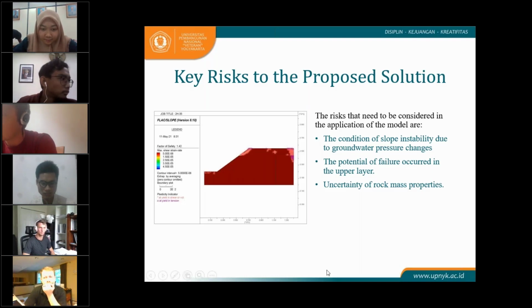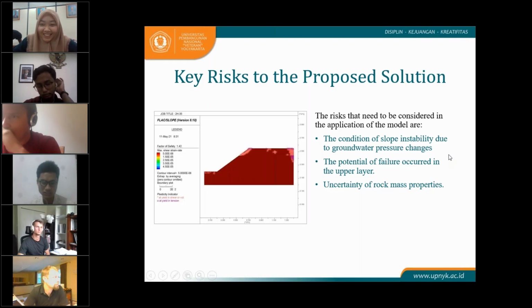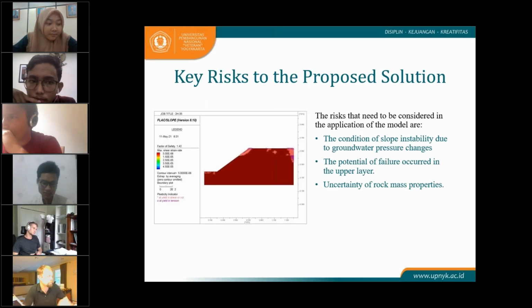From the computation using FLAC in the left picture, we can see that the tension and shear plasticity indicators accumulate in the slope face from the ground surface to about 100 meters. The rock mass properties showed that the upper layer has the weakest strength in the rock mass in terms of friction angle, cohesion, and tension. And third, uncertainty of rock mass properties. The uncertainty is shown with statistical data and computed through probability of failure.